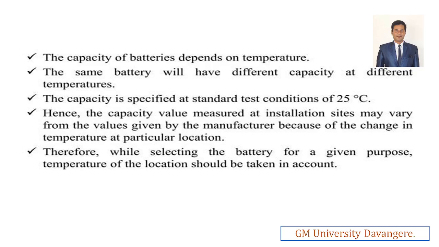So that the temperature can be kept at nominal conditions, right? The capacity specified at the standard test condition of around 25 degrees centigrade will have a specific state of charge. For 48 degrees centigrade it will have a specific state of discharge. For various temperatures we can have the state of charge and state of health conditions. We can monitor the battery health conditions also. Hence the capacity values measured at the installation sites may vary from the values given by the manufacturer because of the change in temperature at the particular location.